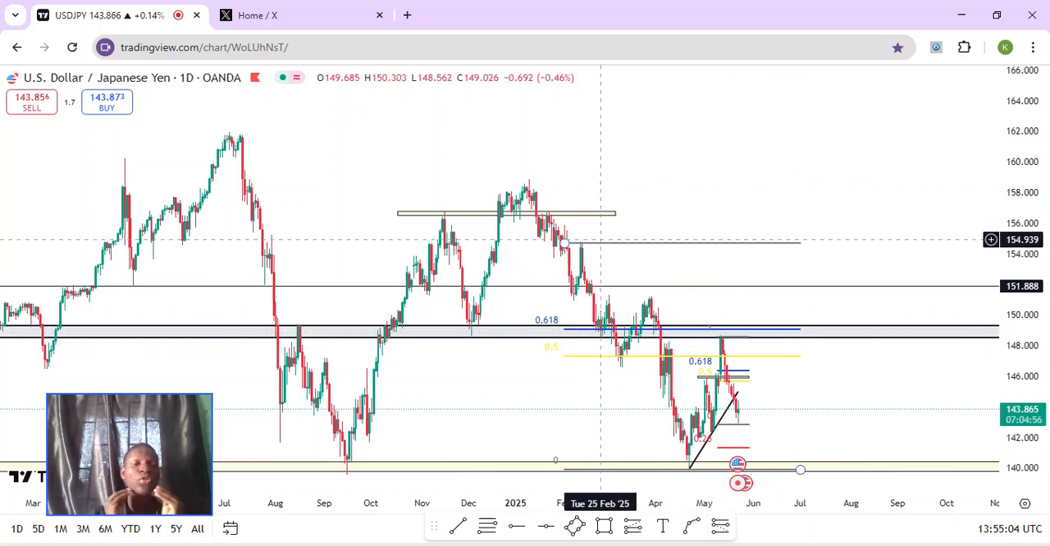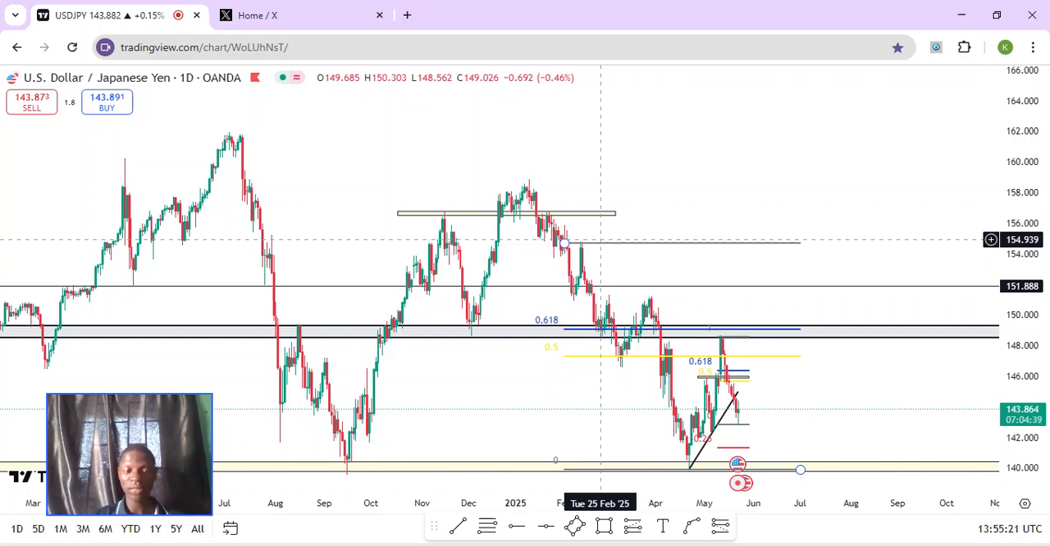You guys know I like to use this Fibonacci tool a lot. It works like magic, and that's why I keep using it over and over again. I know you will be wondering why this guy keeps mentioning Fibonacci retracement. It is not my fault.